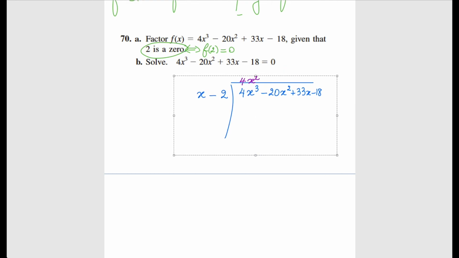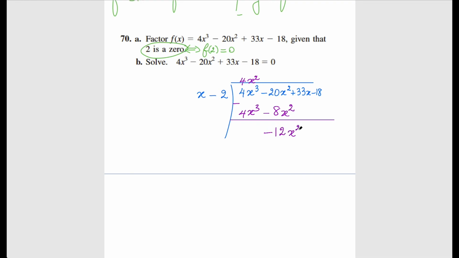Let's take it down a little bit. So 4x squared. Now 4x squared times x, that's 4x cubed. And 4x squared times negative 2, that's negative 8x squared. Okay? And now we're going to subtract. 4x cubed minus 4x cubed, that's 0. Negative 20x squared plus 8x squared, that's negative 12x squared. Plus the 33x. I don't have an x term here, and I don't have a constant term here, so I'm going to just drop these in some sense. All right, let's keep going.